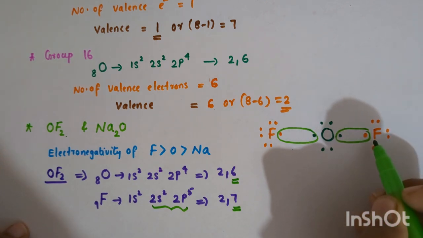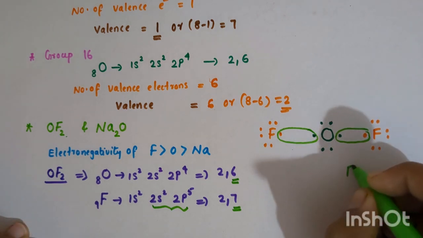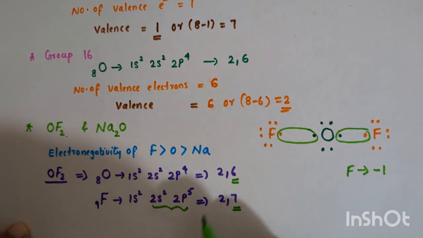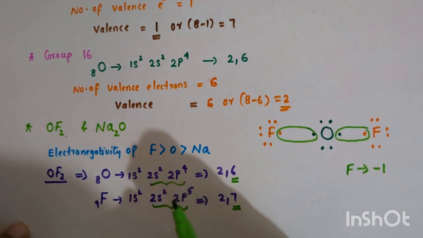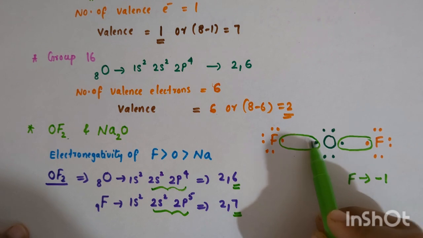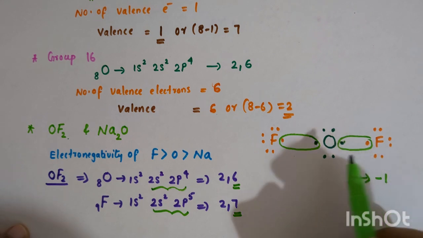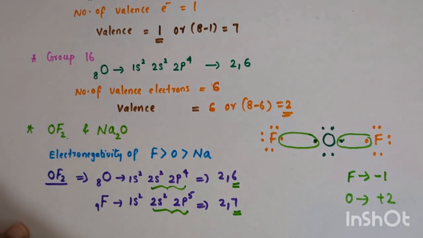Since fluorine is the most electronegative element, it is given an oxidation state of -1. Oxygen, with outer electronic configuration 2s2 2p4, shares 2 electrons with the fluorine atoms and exhibits an oxidation state of +2.